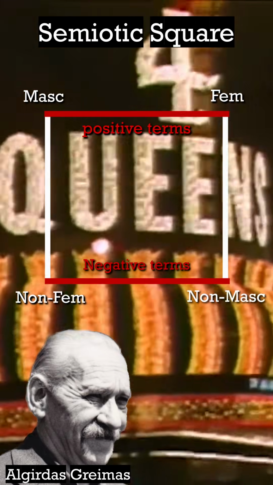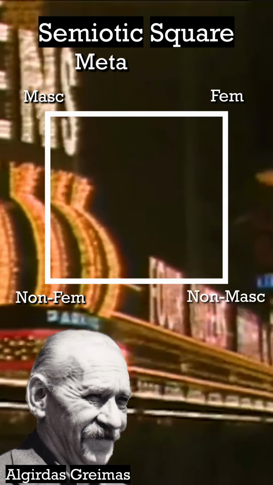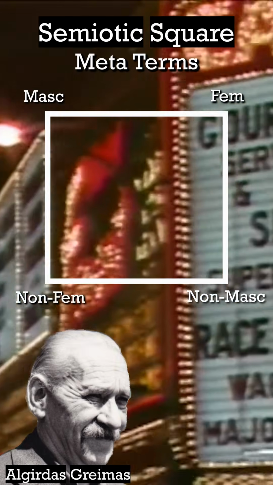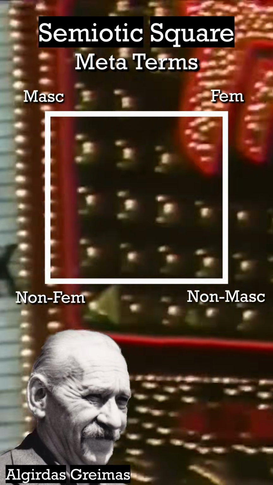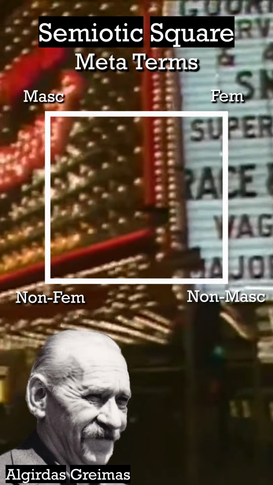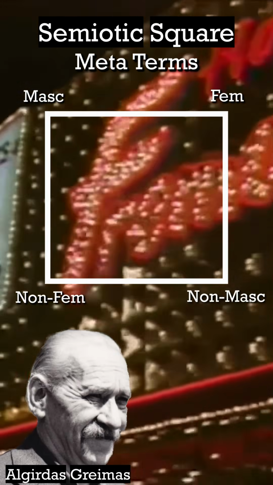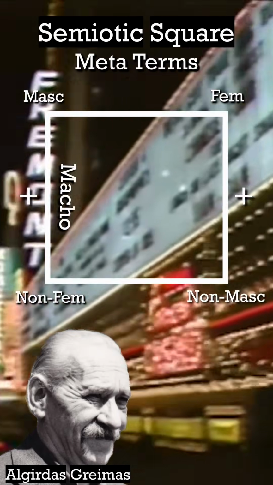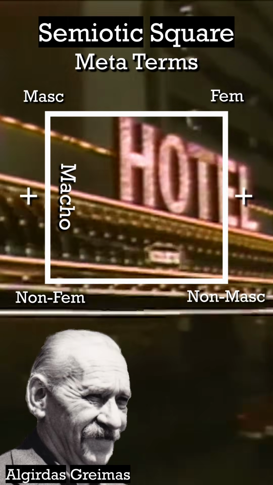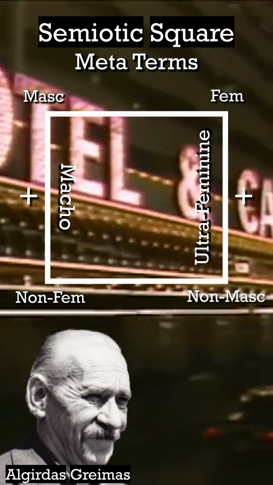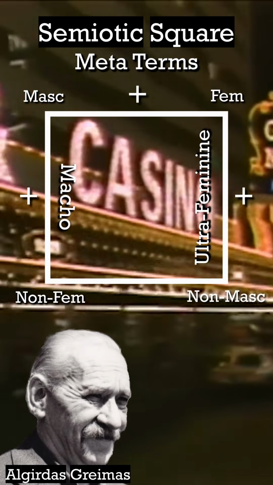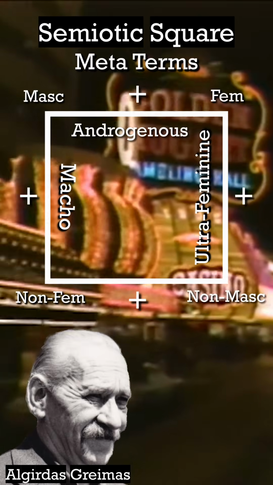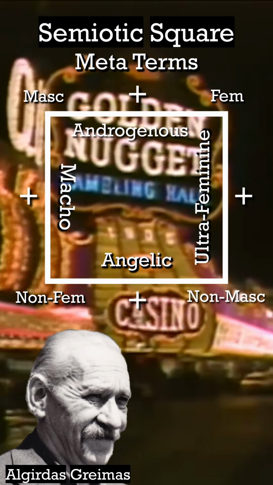But to take another step further, we then have these meta terms made up of all the possible combinations of the simple terms, which might not even represent something we can point out in reality, but represent the kind of interaction of the two simple terms coming together to create one concept. Let's say you combine the masculine and the non-feminine into being macho, or you combine the feminine and the non-masculine into being the ultra-feminine. Or you even combine the masculine and the feminine into being the androgynous. While combining the bottom two terms, the non-feminine and the non-masculine, you end up with something angelic, something unreal.